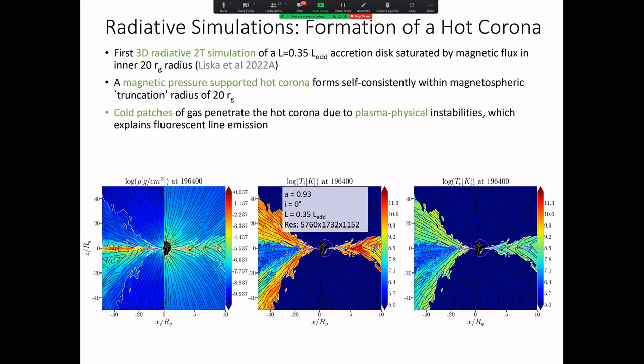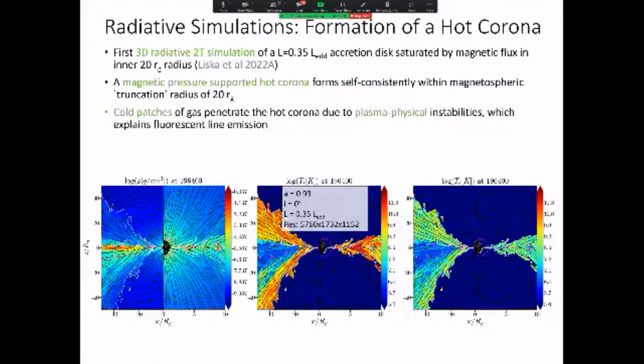Then there is another interesting thing: most of the volume of this corona is very hot plasma, but you see small patches of cooler gas penetrating it. I don't know exactly what caused it. I thought they were really Taylor instabilities, but now I'm not entirely sure anymore. So some kind of, to be determined, plasma physical instabilities are causing this.